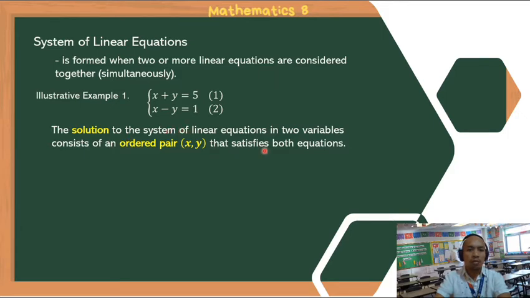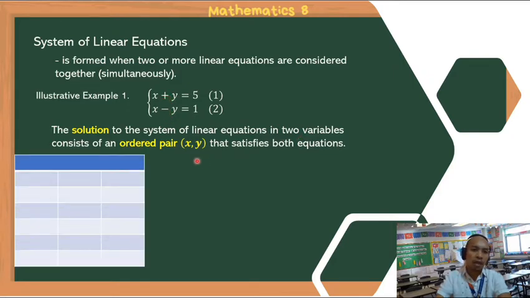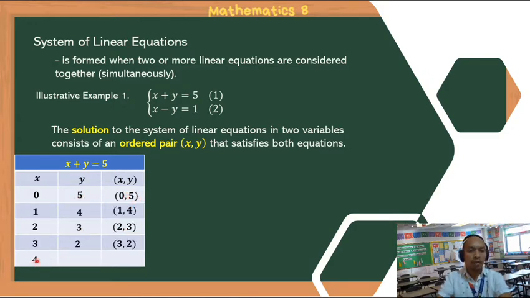The solution to the system of linear equation in two variables consists of an ordered pair, which is x and y, that will satisfy both equations. So in this case, if we take a look at equation number 1, x plus y is equal to 5, there are infinite values of x and y that we can assign so that the sum is equal to 5. Let's say our x is equal to 0. So what must be our value of y? If we add 0 and y, it would be equal to 5, so y is 5. So the ordered pair is 0 and 5. And lastly, if x is equal to 4, our y is equal to 1, so that the sum must be equal to 5.